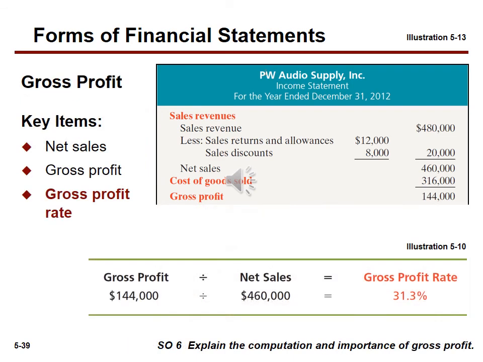So here you see how we can calculate the gross margin or the gross profit rate. So basically we're going to take the gross profit, which we have calculated in our multiple step income statement, and divide it by the net sales. And the net sales, of course, as I mentioned, is calculated by the sales revenue minus sales returns and allowances and minus the sales discounts. And that is going to give us the gross profit rate.